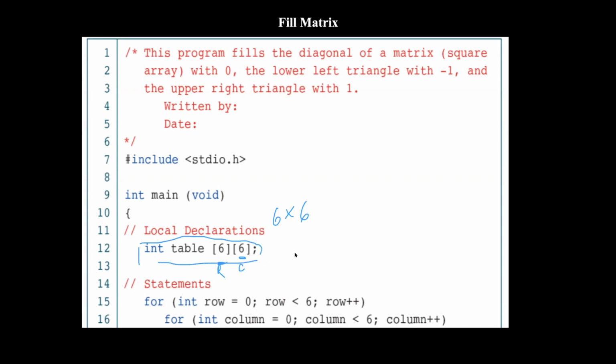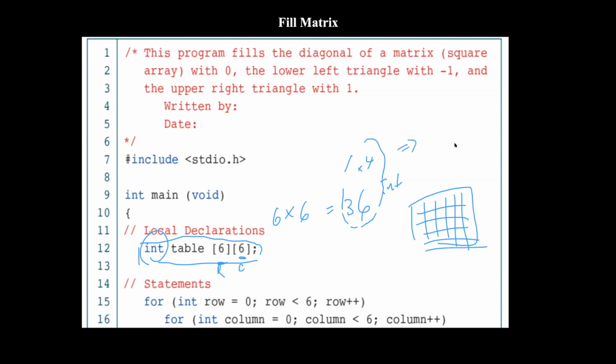Now, declaring a table on the stack means that memory is reserved. There's a total of 6 by 6, which is 36. 36 what? 36 integers. Every single one of these elements inside this 6 by 6 is an integer, and each integer is 4 bytes. So there is a total of 4 times 36, which turns out to be 144 bytes. This means that at compile time, your program reserves 144 bytes of memory space.